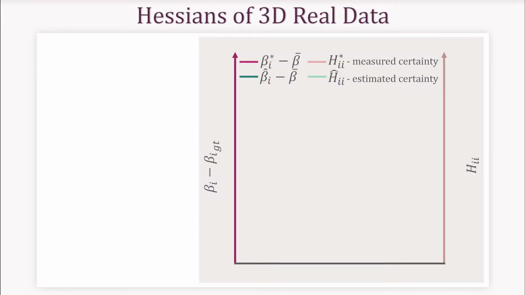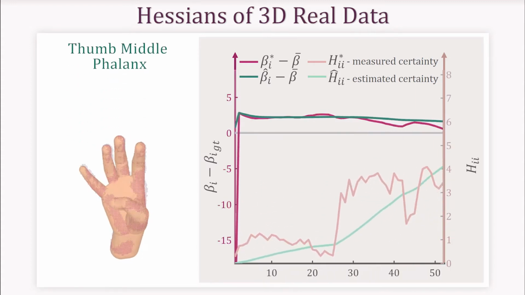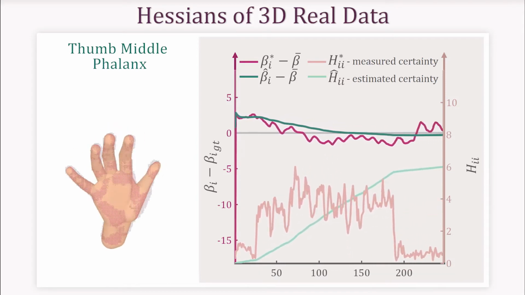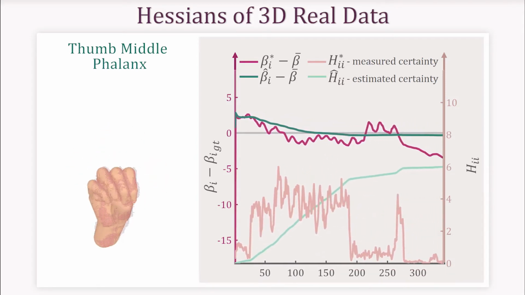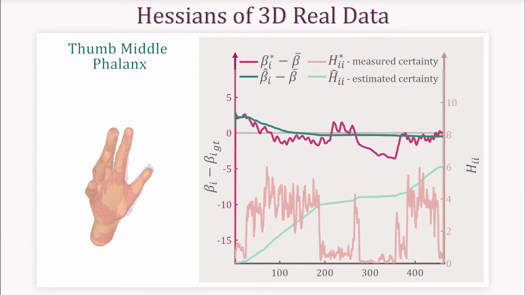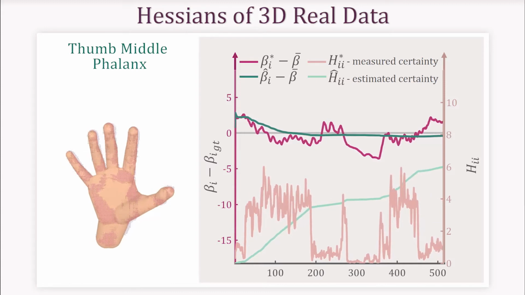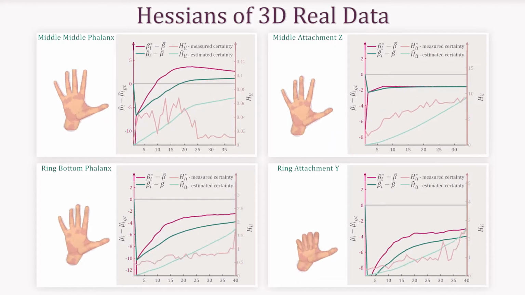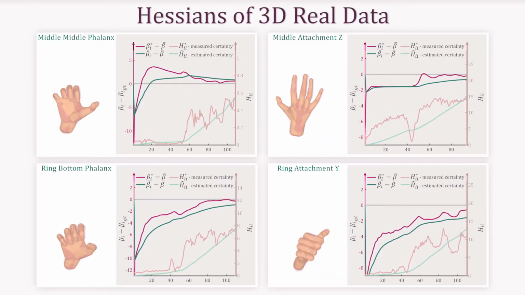Consider the Hessian entry corresponding to the middle phalanx of the thumb. When the thumb is bent, certainty is high. When the thumb is straight or occluded, certainty is low. In poses with high certainty, the estimated value is also closer to the correct value, and this allows the algorithm to converge towards a good estimate. The same holds for other ambiguous degrees of freedom.